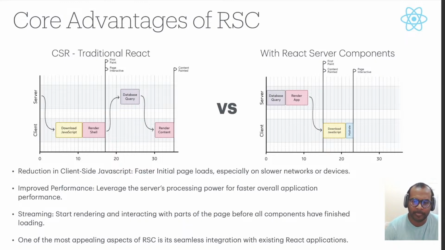Another feature is streaming. Streaming enables you to progressively render UI from the server. The page is split into small chunks and streamed to the client as and when they become ready. This allows users to see part of the page immediately before waiting for the entire content to be rendered.